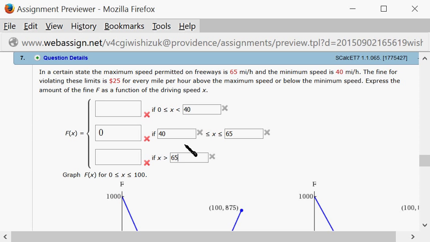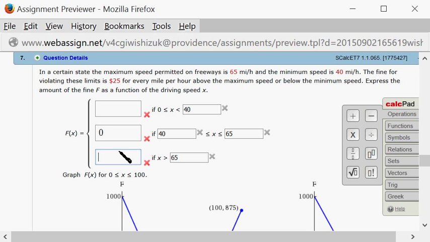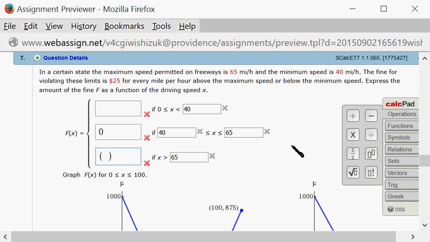Let's look at the speeding. I think it's pretty simple. X is the actual speed, so I'm going to put parentheses: X minus 65. This is the number of miles per hour above 65, and for every mile you have to pay $25, so multiply by 25. That's going to be the fine for speeding.